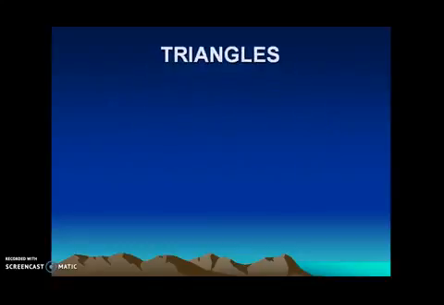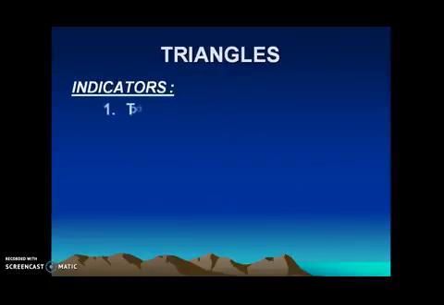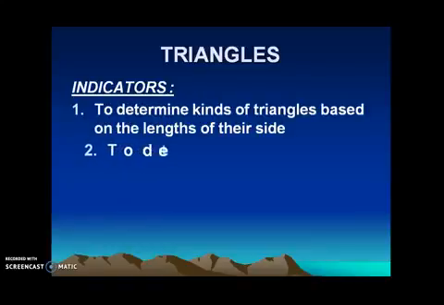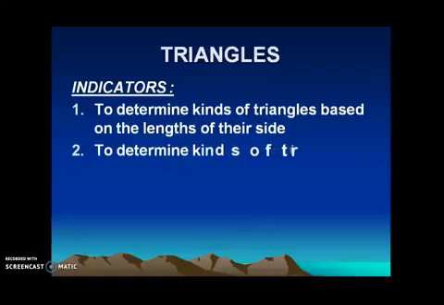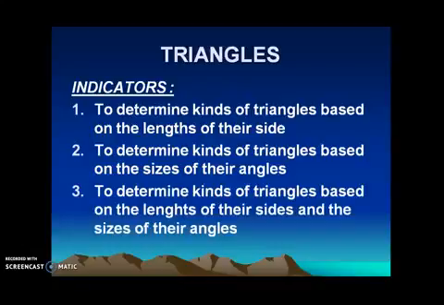Okay, students, the topic today is triangles. The indicators today are: first, to determine the kind of triangle based on the length of its sides; second, to determine the kind of triangle based on the size of its angles; and third, to determine the kind of triangle based on the length of its sides and the size of its angles.